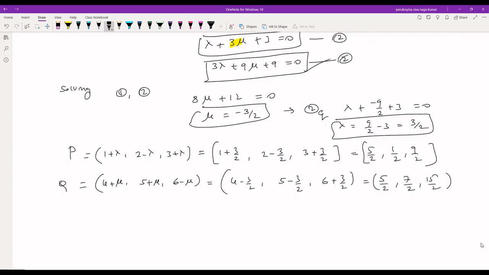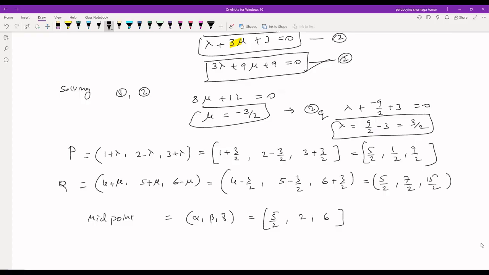So after getting this, find out the midpoint. Midpoint is equal to alpha, beta, and gamma. So 5 by 2 plus 5 by 2, 10 by 2, 5. So again, we have 5 by 2, 1 by 2 plus 7 by 2, 8 by 2, 4 by 2, 2. 9 by 2 plus 15 by 2, 24 by 2, 12, 6. So this is the alpha, beta, gamma value.